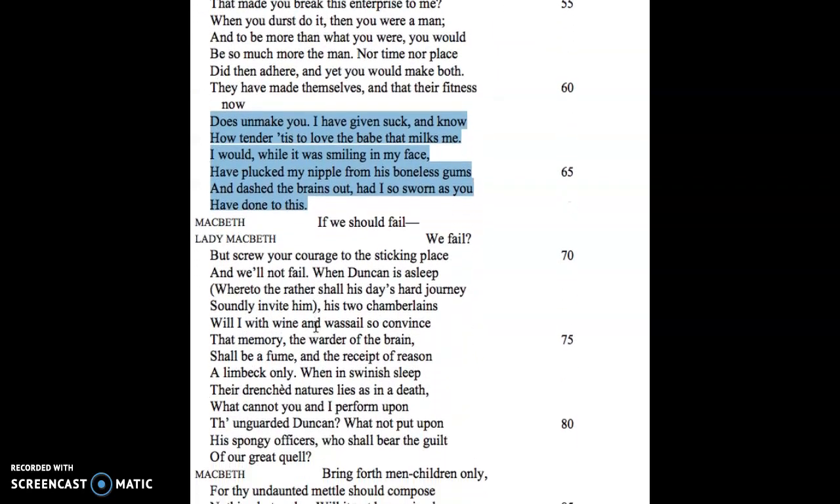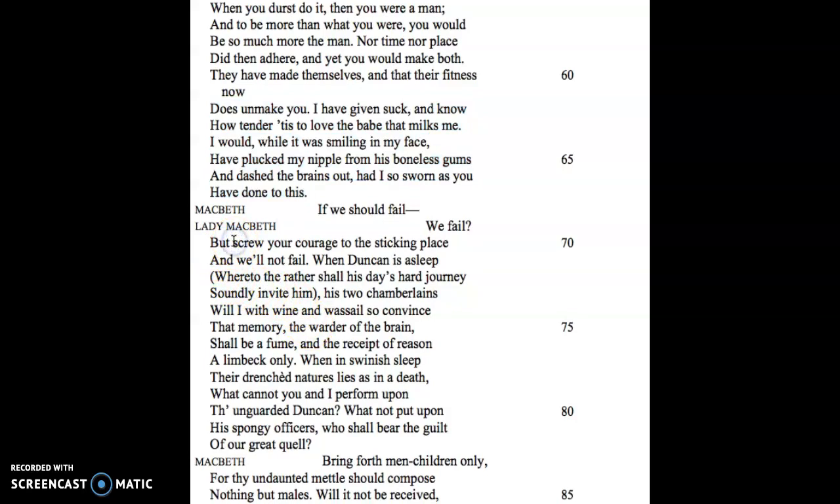She says, if you screw your courage to the sticking place, some people feel like this is a crossbow metaphor, because a crossbow has a sticking place where the bow, when it's strung, is held tight. And if he were to screw his courage to the sticking place, then he would not risk failure. But the problem is he's not courageous enough.